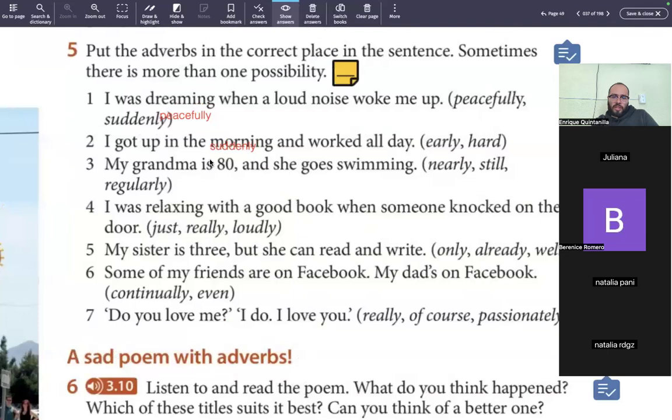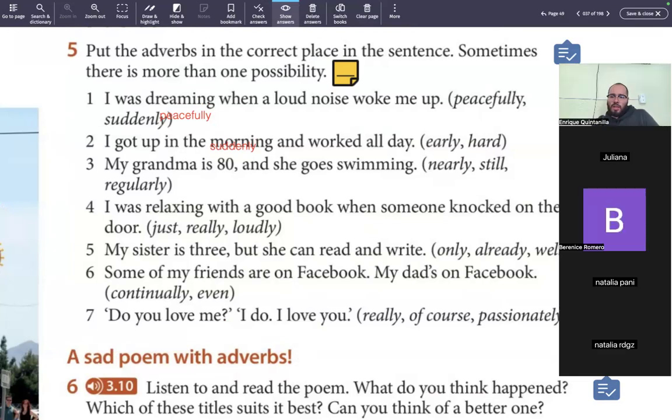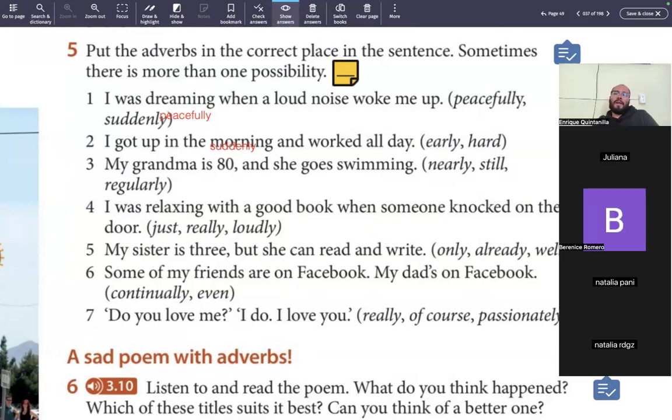Number 2, please, Alexis. ¿No está Alexis? Hace rato estaba, ¿no? Está. Ok. Rodríguez. Me, teacher. Ok, Bere.